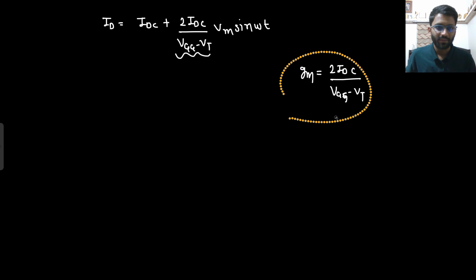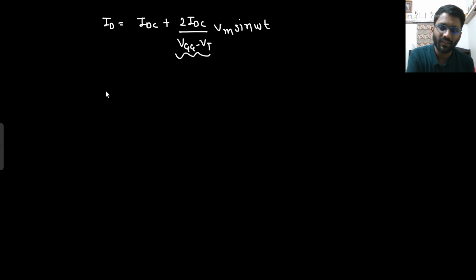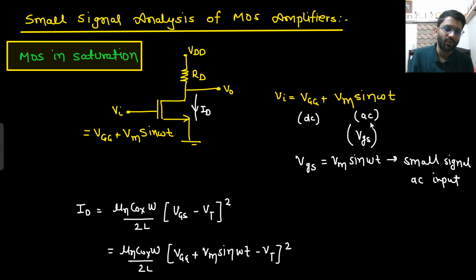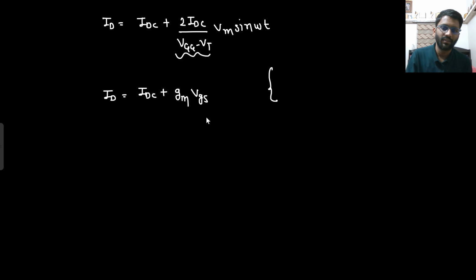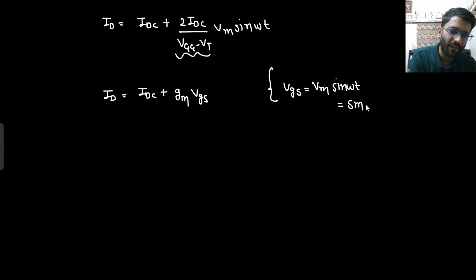Are you getting this point? So now what are you able to replace it with? ID equals IDC plus this transconductance gm into vgs. Why vgs? Because on the first page I wrote that the small signal Vm sin omega t, I am replacing it with vgs. gm vgs, where vgs is Vm sin omega t, which is the small signal AC input.